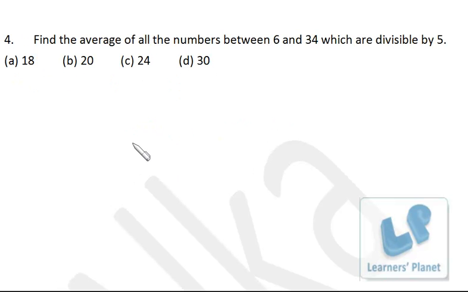Find the average of all the numbers between 6 and 34 which are divisible by 5. Very, very simple question. The first number that is divisible by 5 between 6 and 34 is 10, and the last number is 30. So that's 10, 15, 20, 25, 30. Okay, so the average must be 20, obviously.